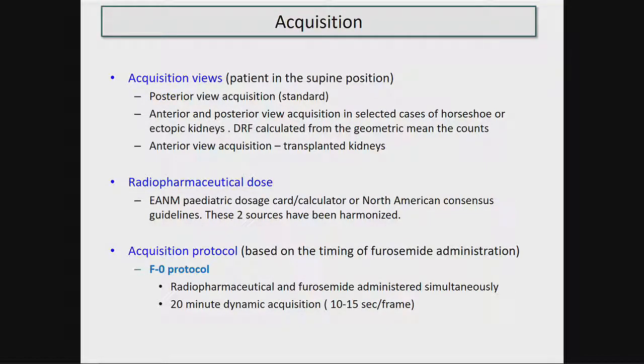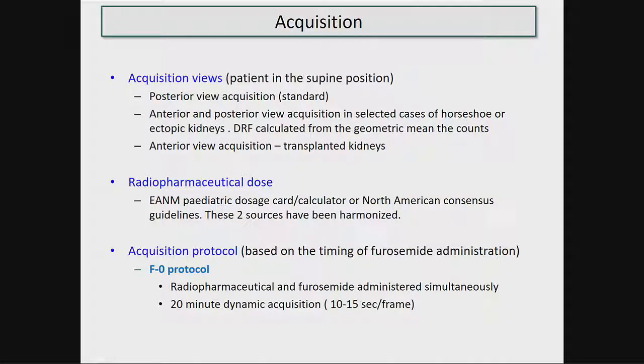The acquisition views, well, the standard view is the posterior view. However, if you do encounter a case with a horseshoe kidney or an ectopic kidney, then it's advised to perform anterior and posterior views and to calculate the differential renal function from the geometrical mean. The radiopharmaceutical dose, it shouldn't be any guesswork today. There are two very strong guidelines there. You can either use the EANM pediatric dosage card or the North American consensus guidelines. These recommendations have been harmonized, and basically they would point you to the same dose.